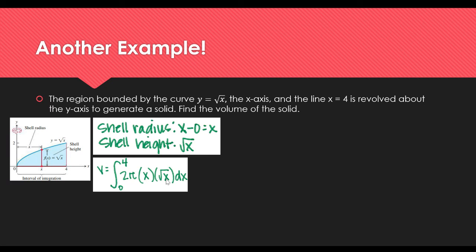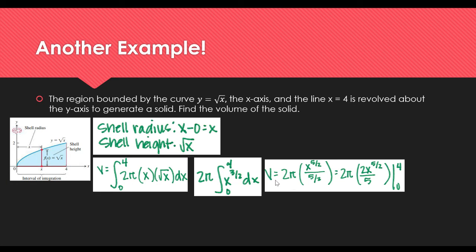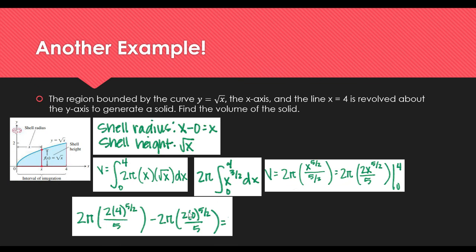And then my height, my f of x, is square root of x. So if I think of that as x to the 1/2, and that's x to the first, I add my exponents when I multiply. 1 plus 1/2 is 3/2. 2 pi is chilling out front. I'm ready to integrate. And so 3/2 plus 1 is 5/2 over 5/2, and so that's like 2x to the 5/2 over 5. So I'm ready to plug in 4. I know if I plug in 0, it's just going to be 0.